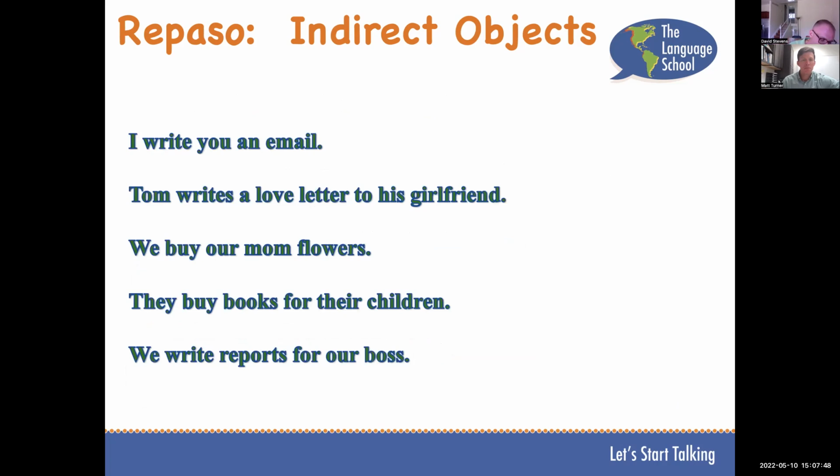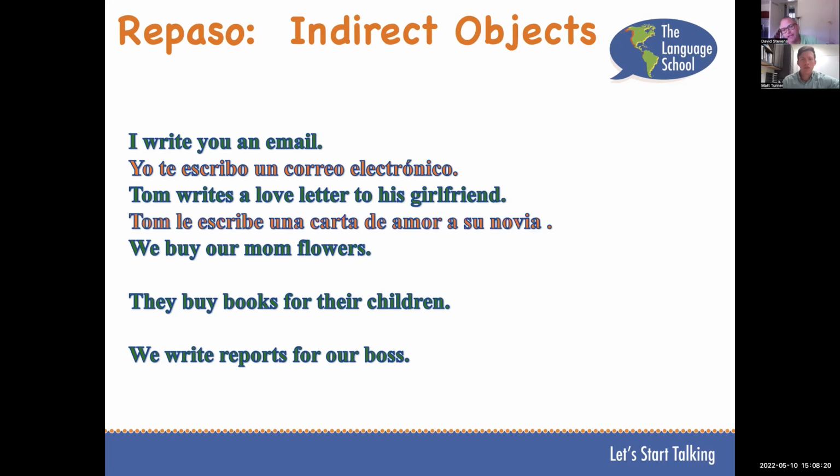All right, so Mateo, now we're going to try and go from English to Spanish. How would you say I write you an email? Yo te escribo un correo electrónico. Muy bien. Tom le escribe un carta de amor a su esposa or novia. Yeah, novia. Girlfriend is more novia, esposa is more wife. Okay, novia. Muy bien. Bien.